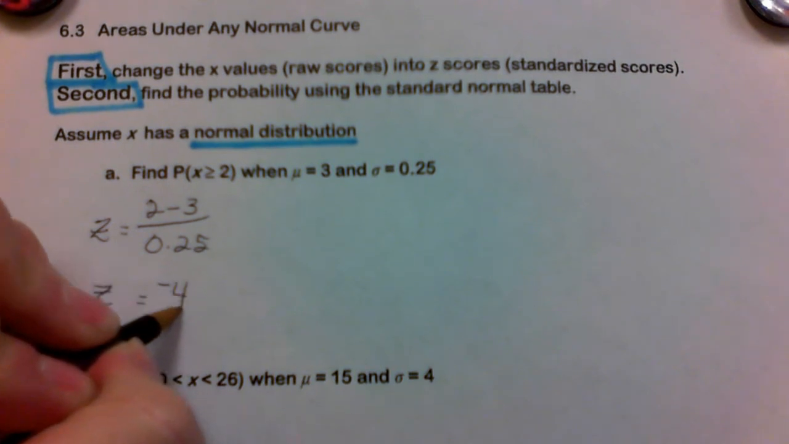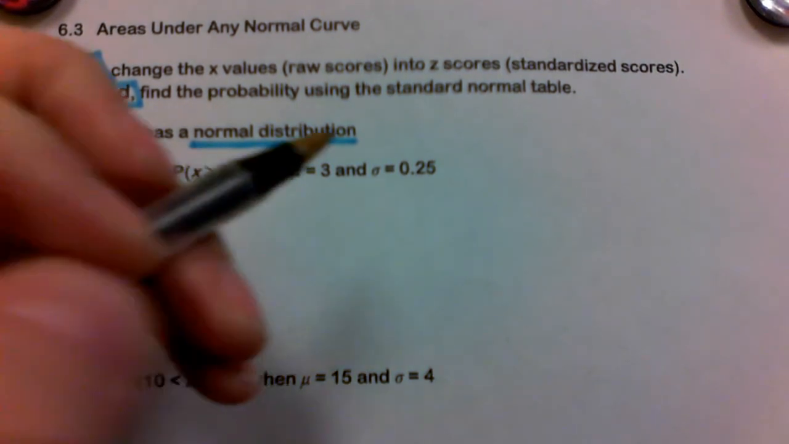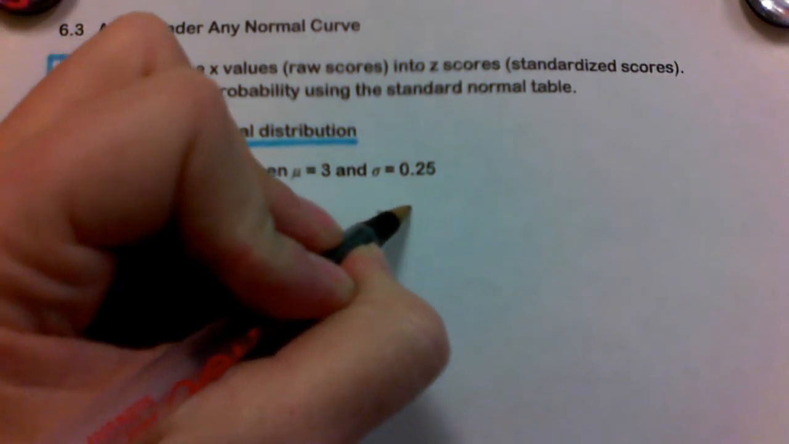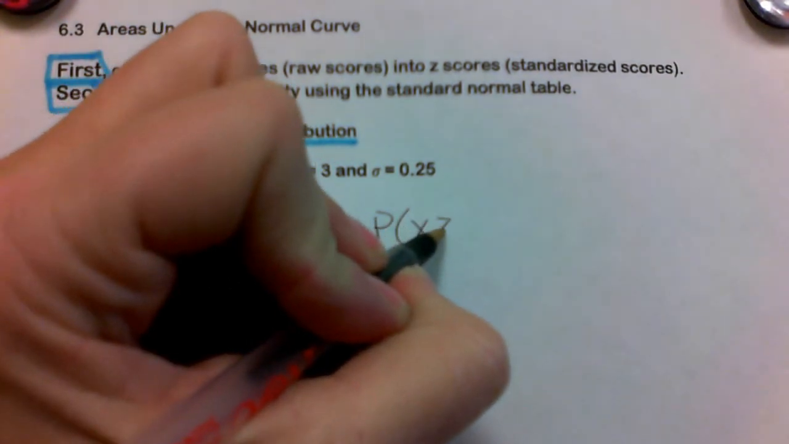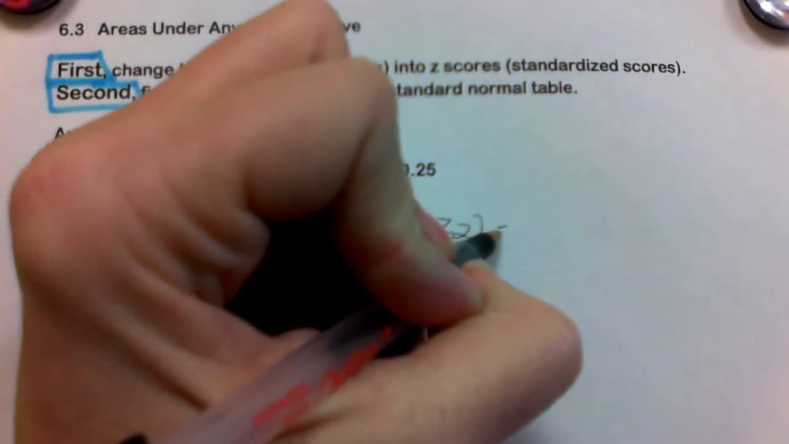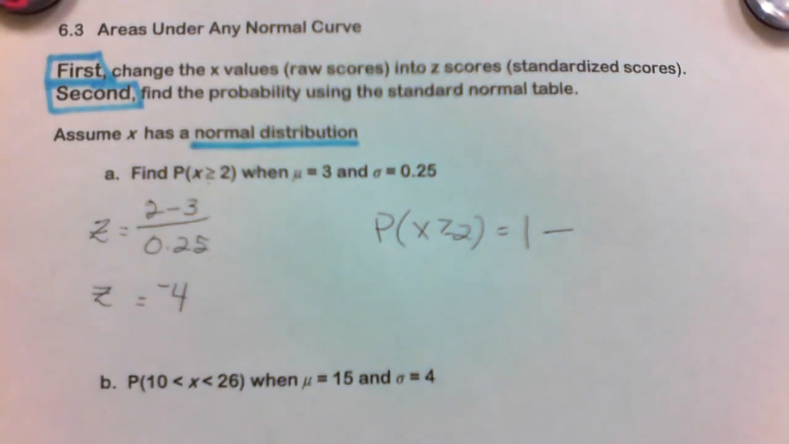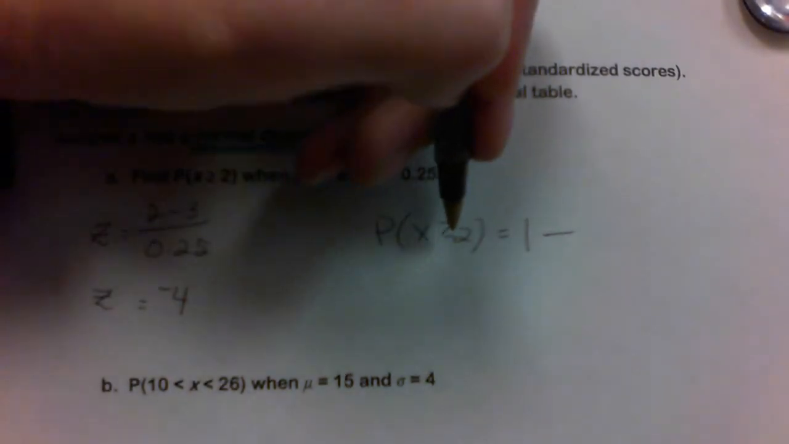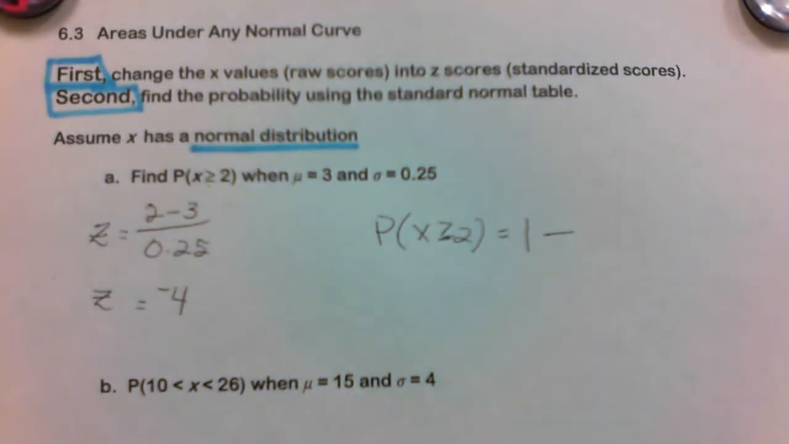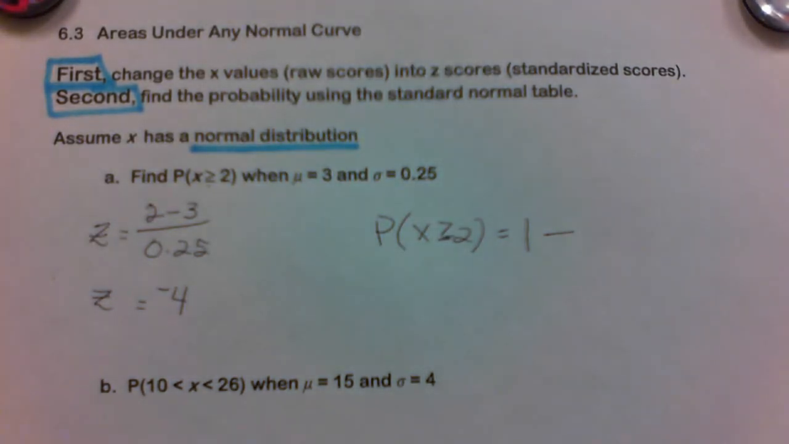is -4. Now, I have a greater than, so I know when I find the probability that X is greater than or equal to 2, before I even go to my table, since I have a greater than, it's going to be 1 minus the number that I find from the table. Sorry, I'm having a hard time writing today. All right, so we're going to go to -4.